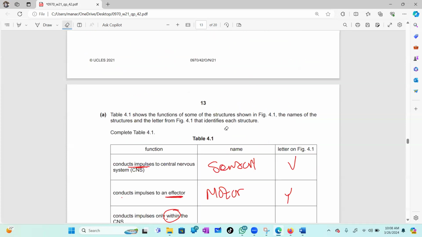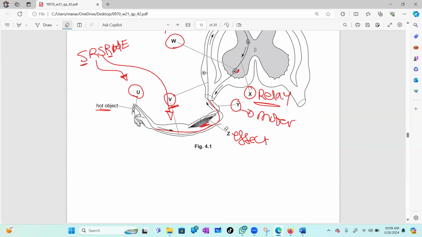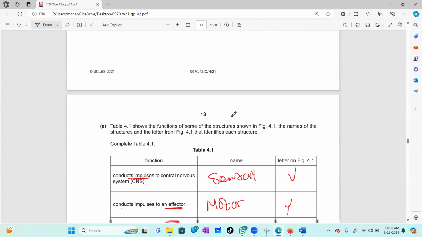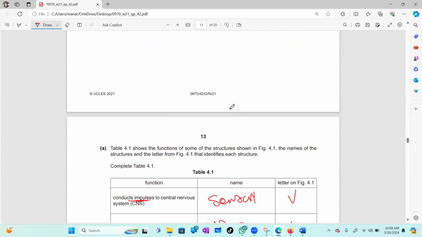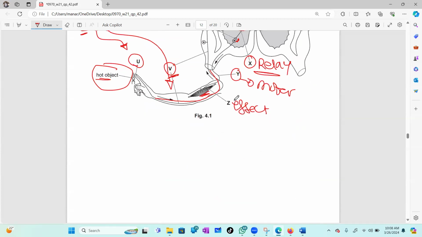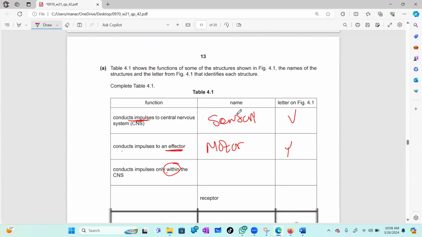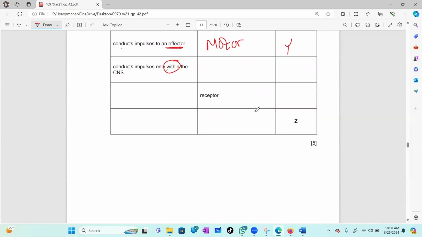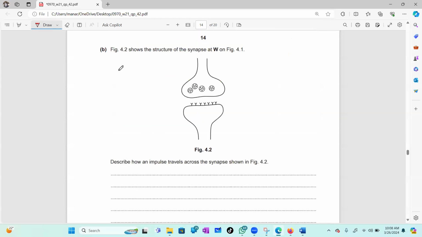Now the receptor was what? Which letter? We just said it. U. And what's the function of the receptor? Detect stimuli. Very good. And Z was what? Z was the effector, or the muscle. And what is the function of the effector? Respond to the stimuli. Very good. It will respond or it will produce an action. Excellent. Most of you did this properly.